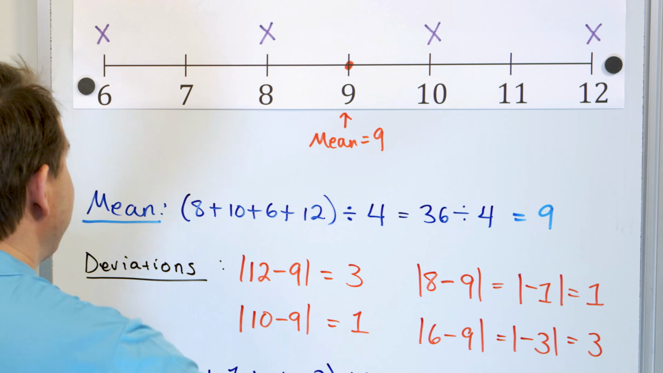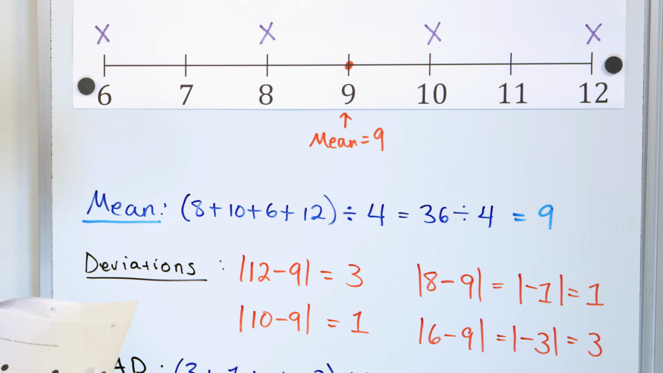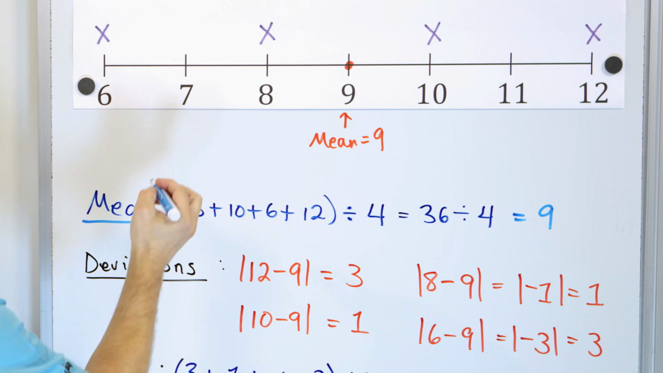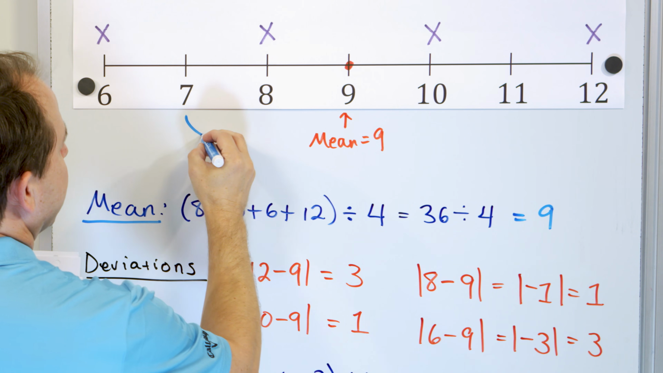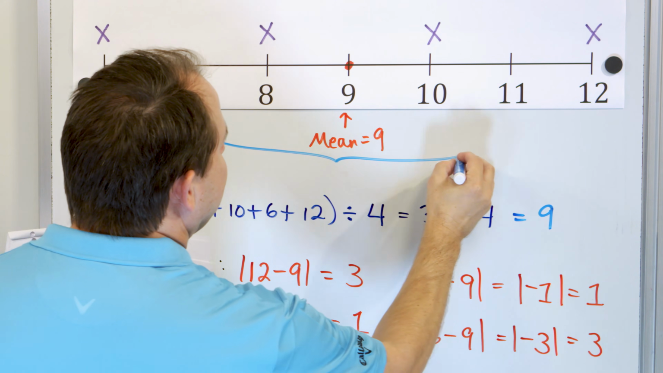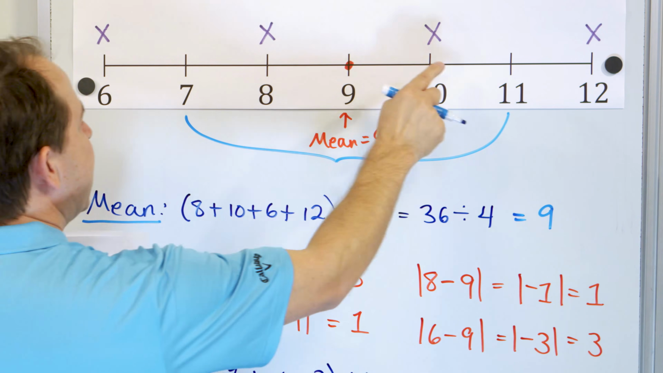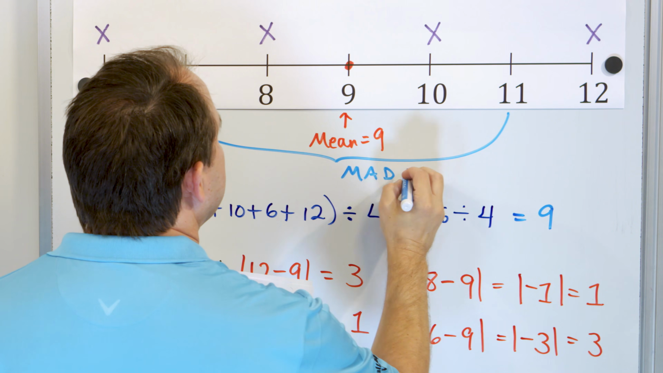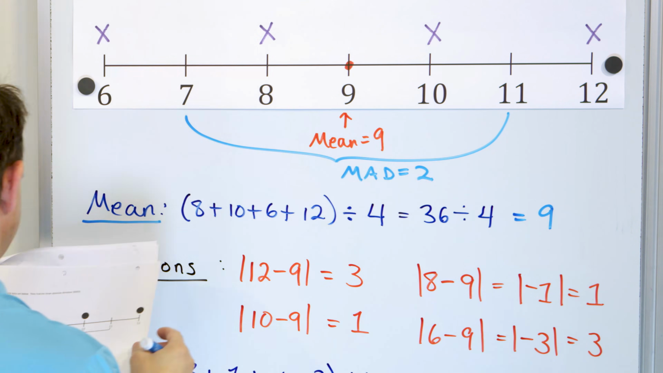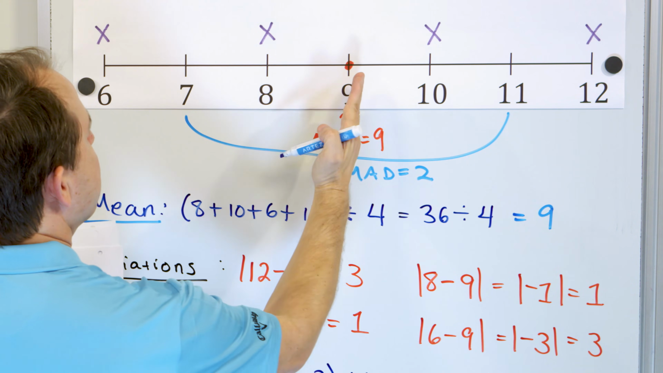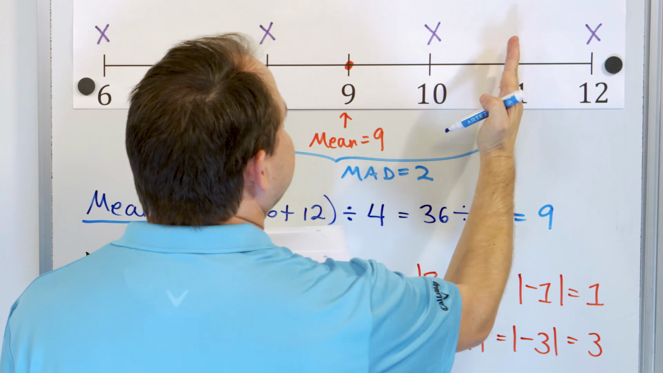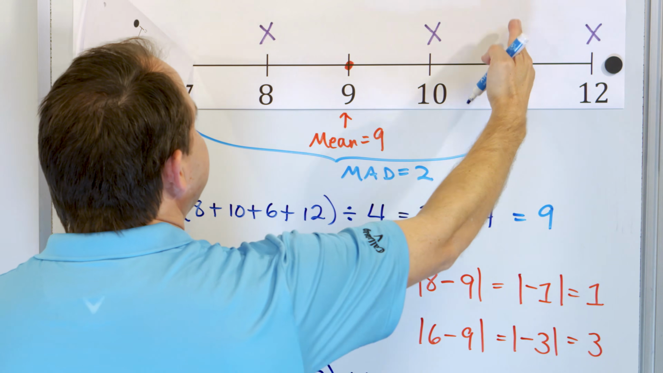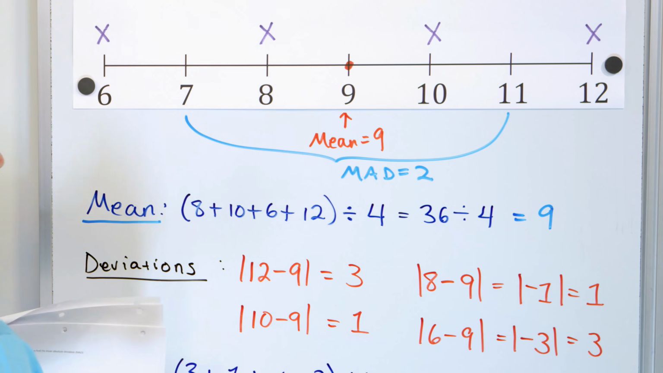So the way you would represent this visually, and I hope I don't run out of space here, is 2 above the mean is 11 and 2 below the mean is 7. So if I come over here and do something like this, between 7 and 11, we can say that the MAD is equal to 2, right? Which means that minus 2 this direction and plus 2 this direction. So what it's saying is that most of your data points are going to fit within this boundary here, right?